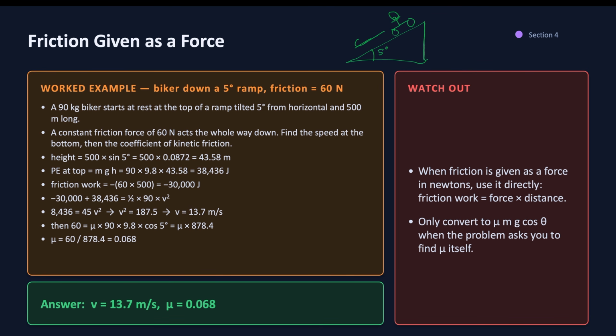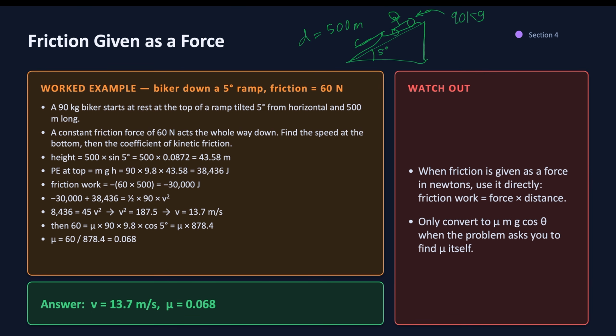Okay. So, a 90 kg biker. Okay, we're given some other details as well. So that's not just it, right? He's 90 kgs. He starts at rest and 5 degrees from horizontal here. 500 meters long is the ramp length. So d is 500 meters.